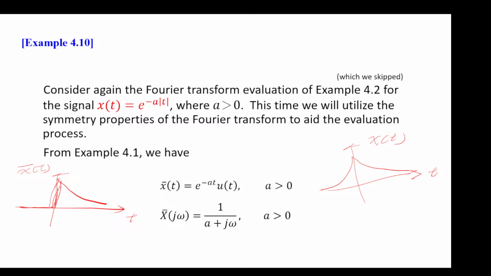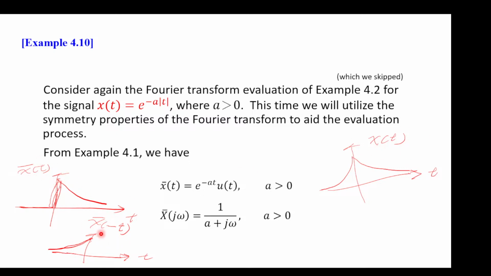Maybe I'll also draw here. The time reversal of x bar of t, x bar of minus t, will look like this. The minus sign is not written well here. So we have x bar of t and x bar of minus t, and if we add them together, they look like x of t.